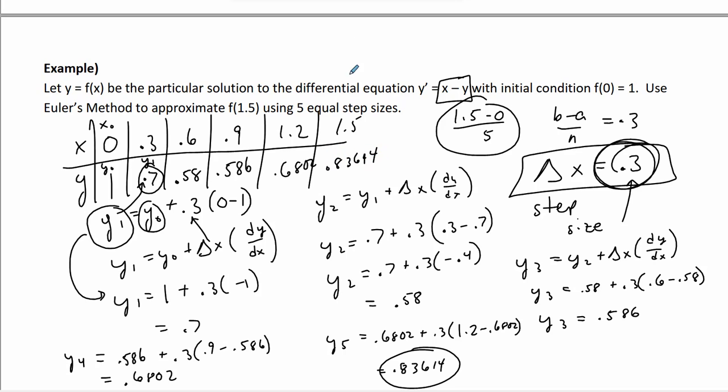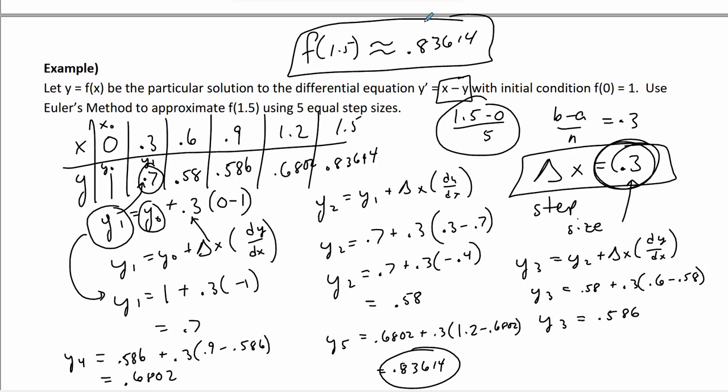So we're going to say that f of 1.5 is approximated as 0.83614. And so we just used Euler's method to come up with the value of f of 1.5 using this iteration process. So if you want to try doing the next one, I'll give you a little bit of time to pause.